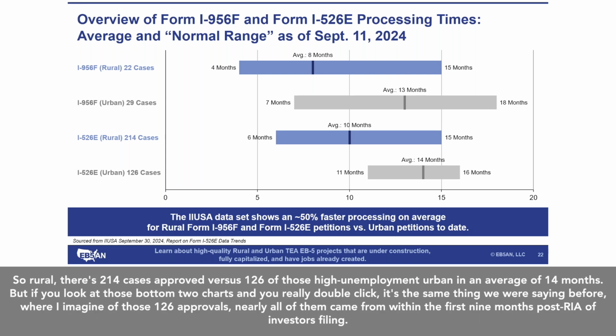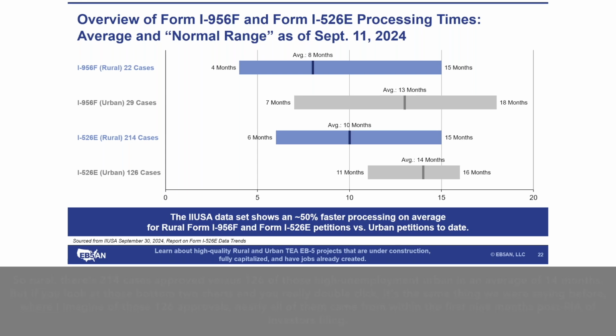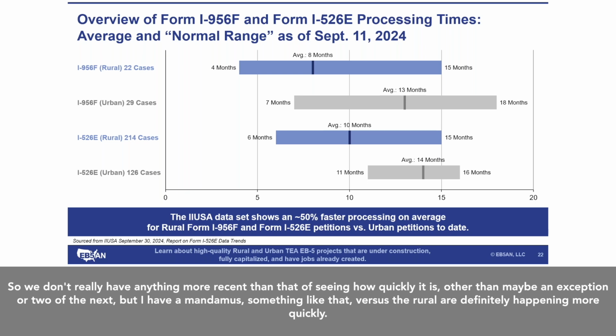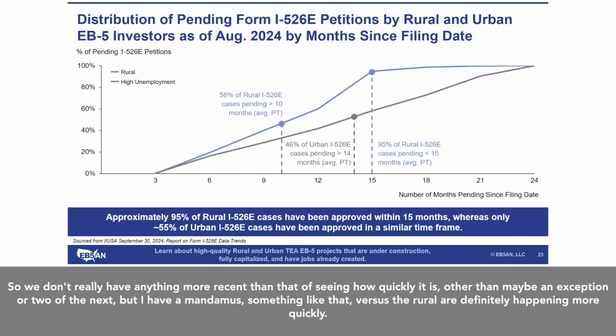So rural, there's 214 cases approved versus 126 of those high unemployment urban in an average of 14 months. But if you look at those bottom two charts and you really double click, it's the same thing we were saying before, where I imagine of those 126 approvals, nearly all of them came from within the first 9 months post RIA of investors filing. So we don't really have anything more recent than that of seeing how quickly it is, other than maybe an exception or two of an expedited mandamus, something like that, versus the rural are definitely happening more quickly.